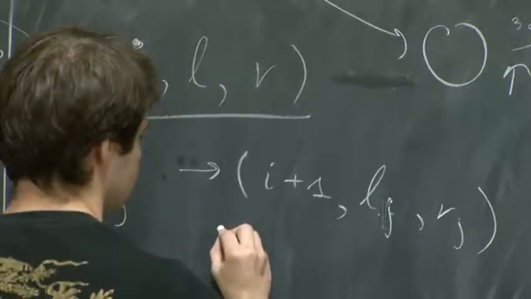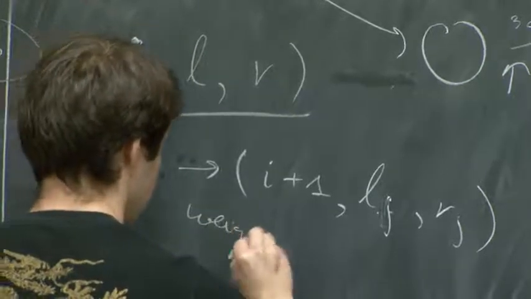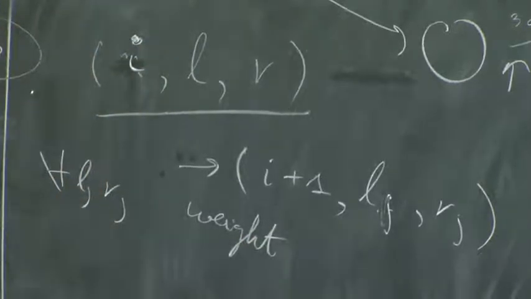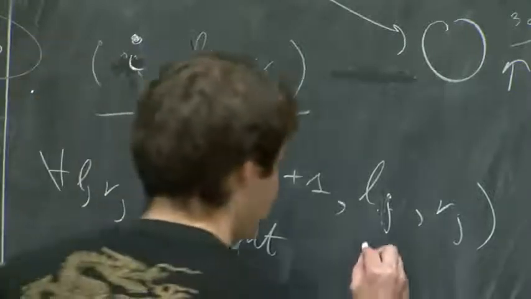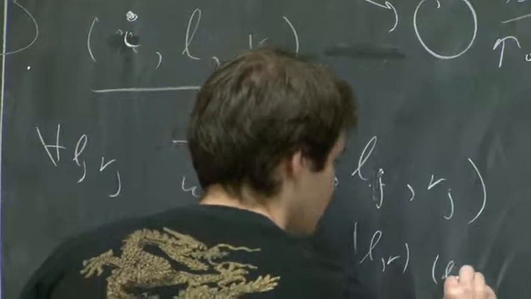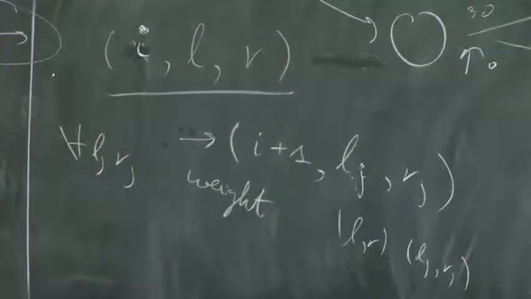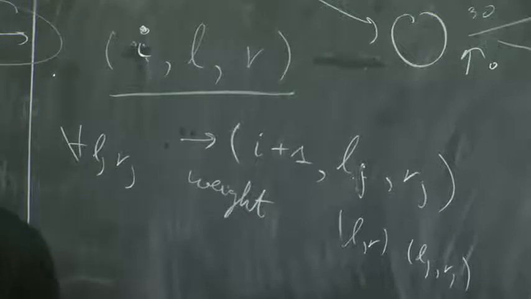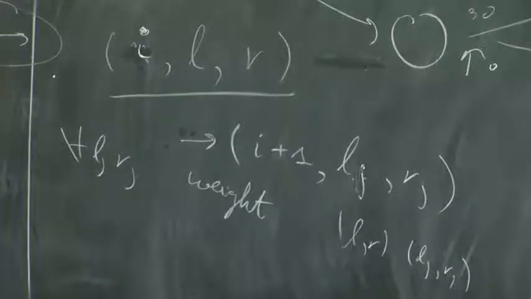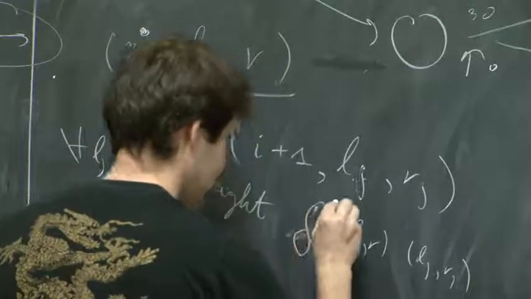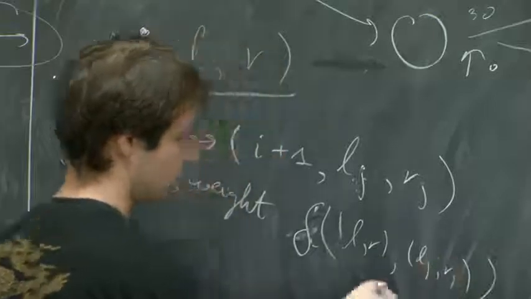And what's the weight? On this edge, the weight is from LR to LJ, RJ, but what? Difficulty node? Yeah, where's that? Your difficulty function, which is D? Delta. Oh. So yeah, the weight is delta. Wait, I drew D. Delta of these 2 foot positions.